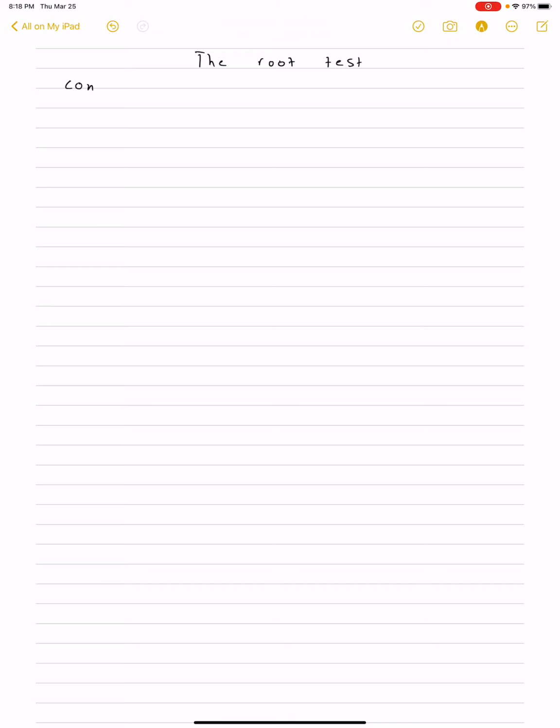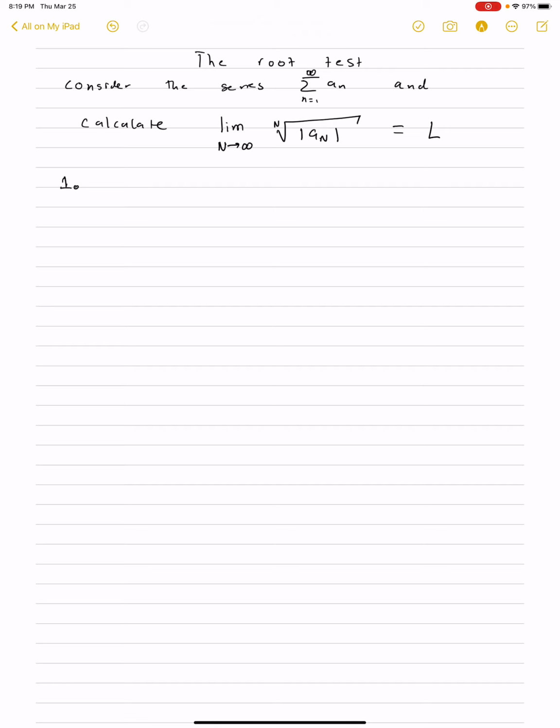Consider the series summation from n equals 1 to infinity of a sub n, and calculate this limit. It's the nth root of the absolute value of a sub n. And we're going to call this limit L. There are three scenarios just like the ratio test for L.